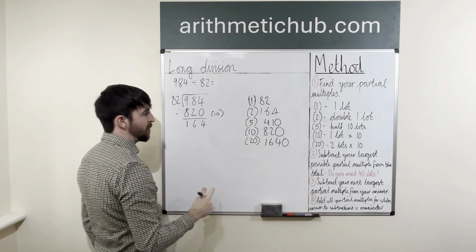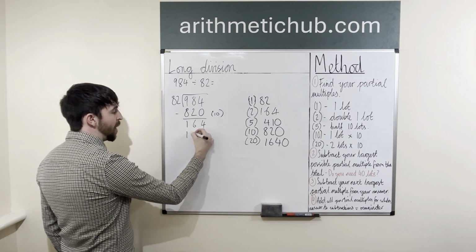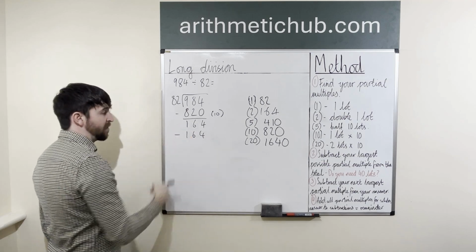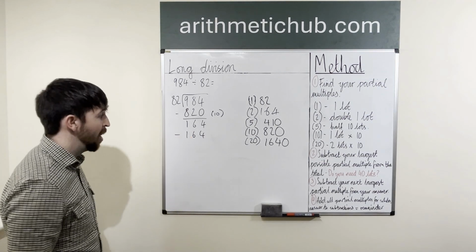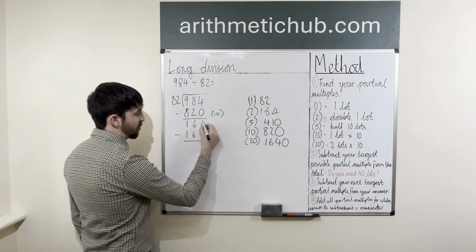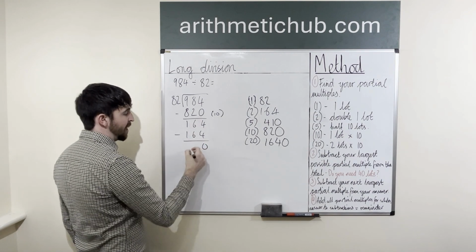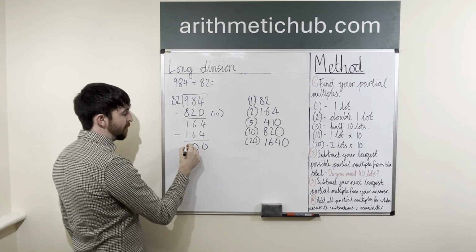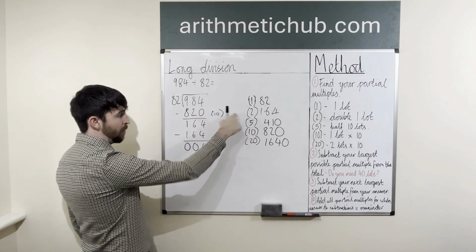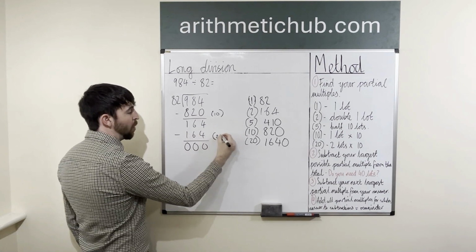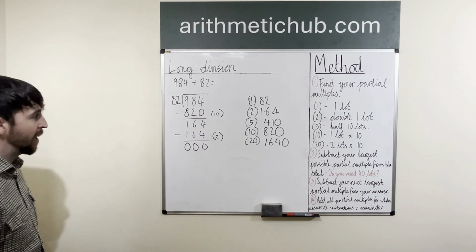So here all I would need to do is take away 164. 164 take away 164. I mean, we can do the column subtraction just to check. 4 take away 4 is going to give me 0. 6 take away 6 is going to give me 0. 1 take away 1 is going to give me 0. There I was taking off 2 lots, so I'm going to put that in brackets around the side.